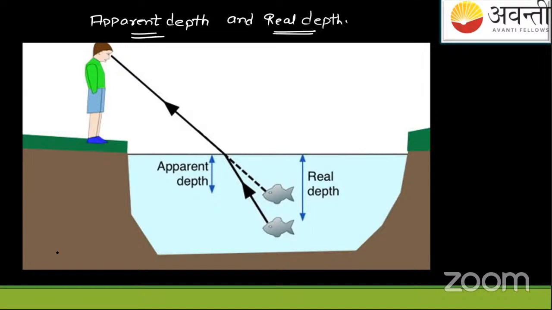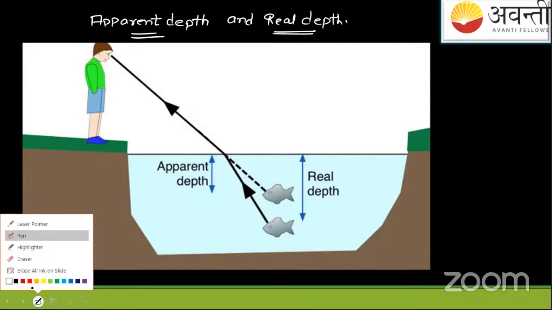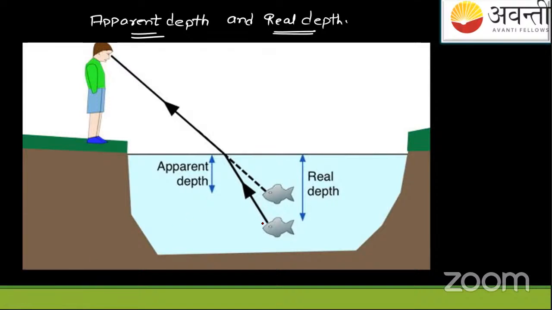Okay, students. I told you that if there is a fish like this, originally at the depth of, say, capital D, it will appear to your eyes that it is not here, but actually it is here: the apparent depth. So we'll write here.